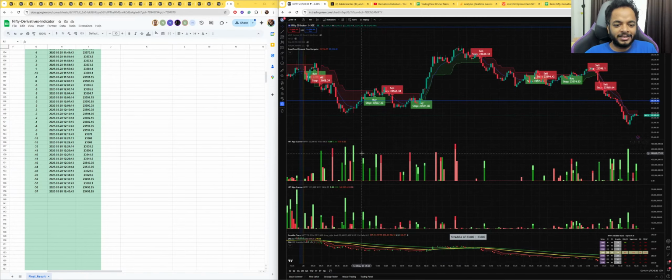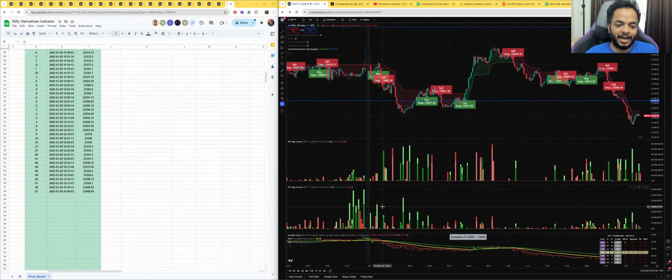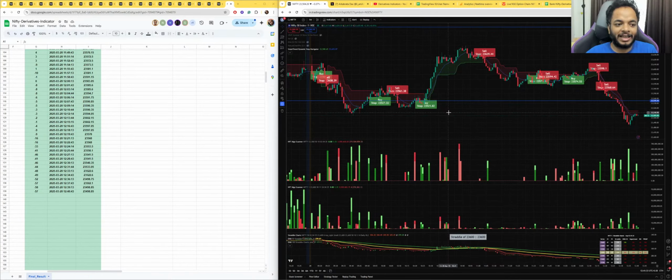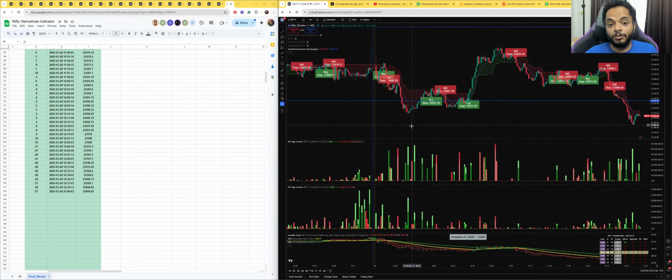So try to understand here, the put writing happened here. Okay, here as well. So the ATM is at 22,500. Here 22,500 is the ATM. Now let's see what happened the last day, what happened today, and what moves we could have captured.